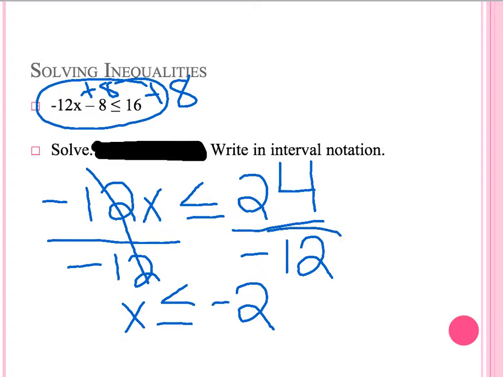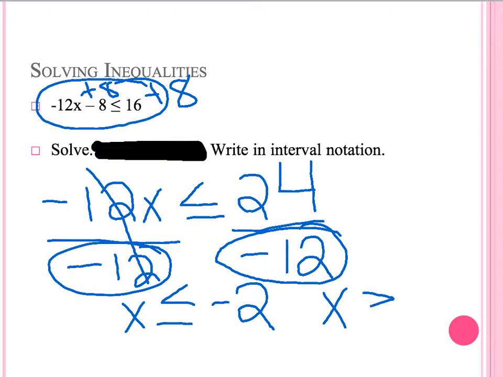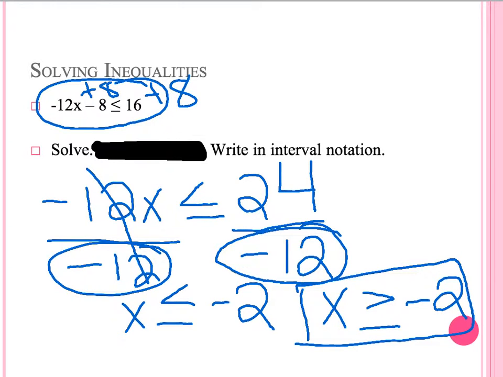Now remember, we divided by a negative number, so our last step we know will have to be to change our sign. So our final answer would be x is greater than or equal to a negative 2.